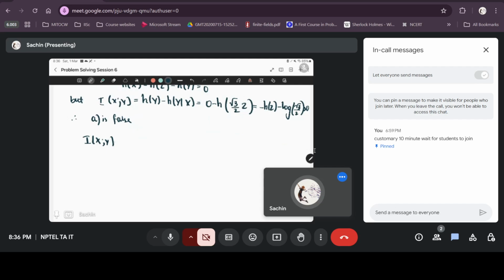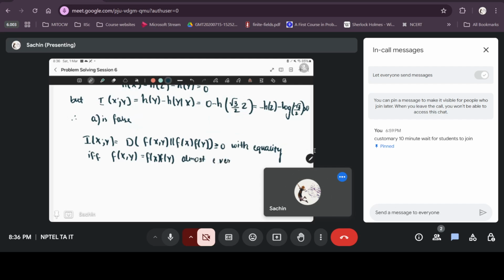I of xy equals D of f of xy parallel to f of x, f of y, which is greater than or equal to 0, with equality if and only if f of xy equals f of x, f of y almost everywhere, which implies x and y are independent. Therefore, B is true.